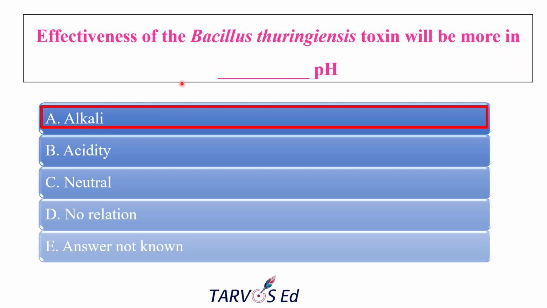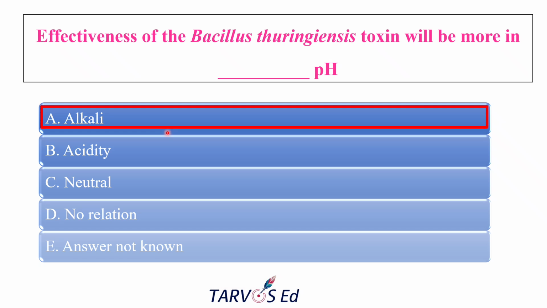Yeah, the midgut of most of the lepidopteran larvae is highly alkaline. Usually pH 9 to 11, more than 9. So what happens in alkaline pH? The Cry protoxins generally solubilize easily. Okay, if the pH is acidic or neutral, the solubilization will not occur. The solubilization will be poor. So since it is an alkali pH, the solubilization will be easy.